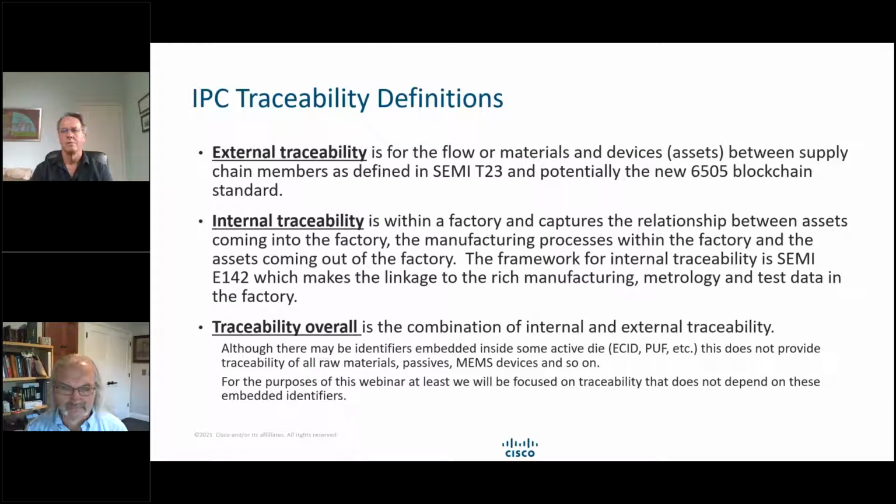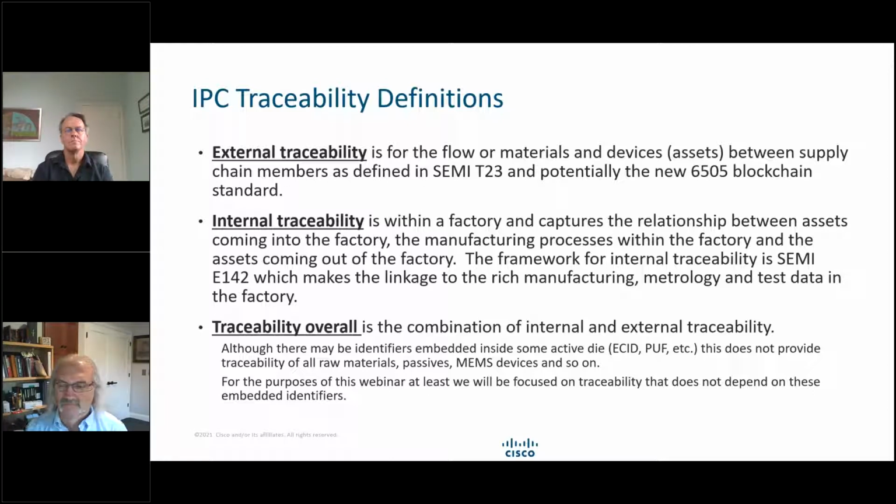So let's look a little bit at exactly what we mean by various traceability definitions. IPC have come up with this take on external and internal traceability, where external traceability is the flow of materials and devices between supply chain members as defined in the SEMI T23 standard, and potentially from the new emerging blockchain standard that's being worked on right now. Internal traceability is more within a factory and captures a relationship between the assets coming in, flowing through as the manufacturing assembly takes place, and then flowing out of the factory.